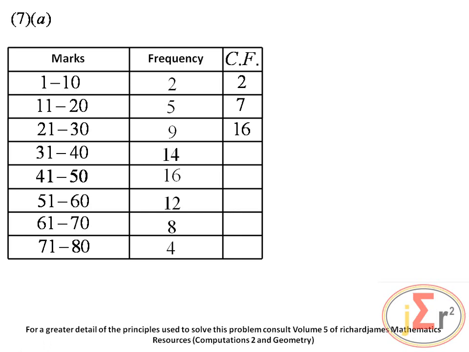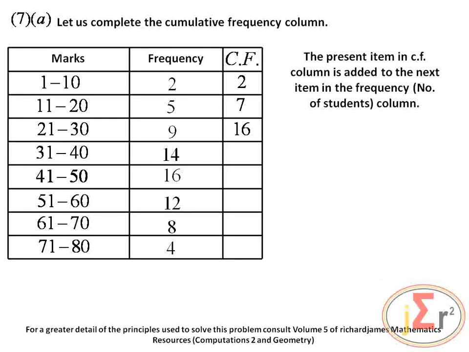We have our statistics problem now, and we will first complete the cumulative frequency column. Let's complete the cumulative frequency column, and that is done by doing what? The present item in the cumulative frequency column is added to the next item in the frequency column. So 16 to be added to 14, and we get 30. So that goes there.